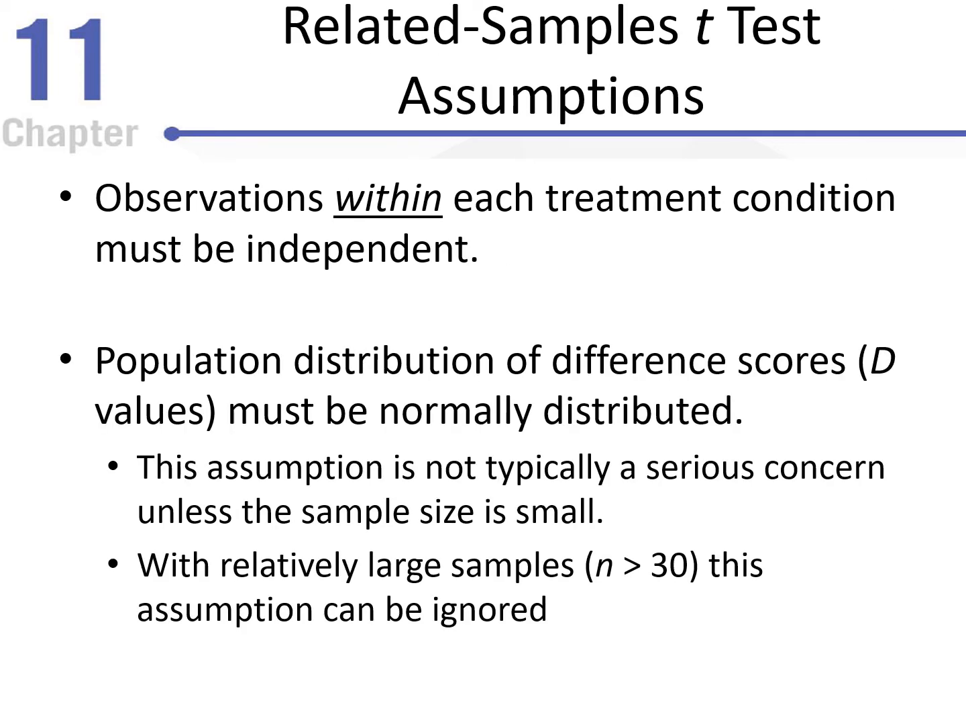We also need to keep in mind the assumptions. The homogeneity of variance assumption only applies to the independent groups t-test. It does not apply to the repeated measures t-test or paired samples t-test. So we don't have to worry about that.